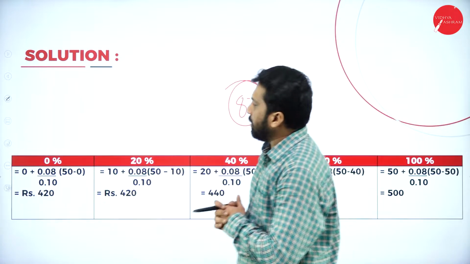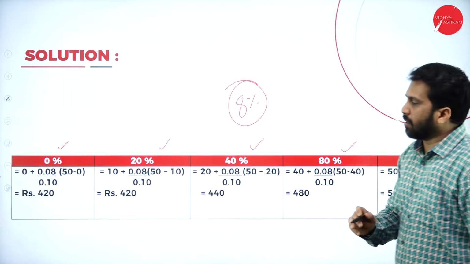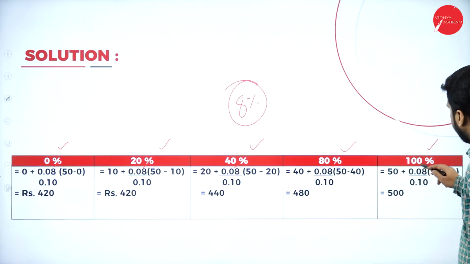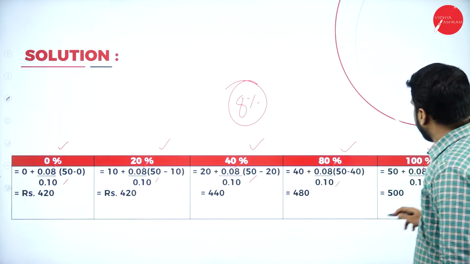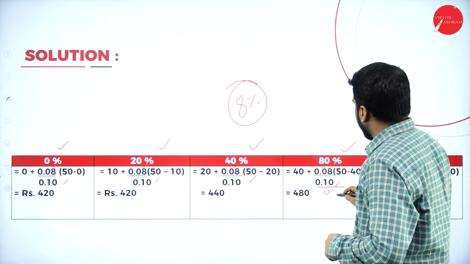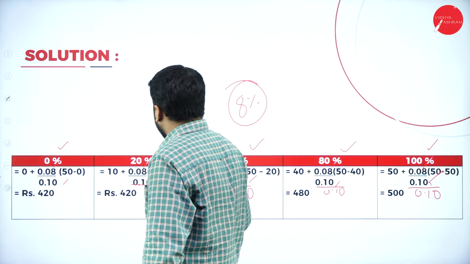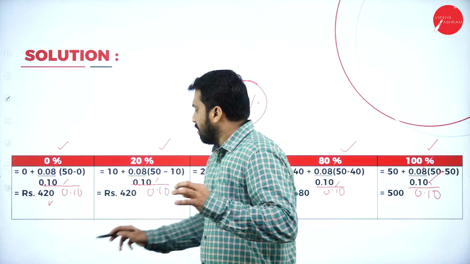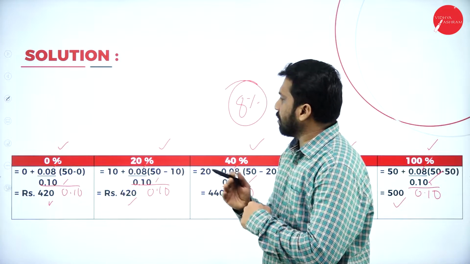Now, what is the shortcut? Same thing will go 0% dividend, 20%, 40%, 80%, 100%. Now, what is the rate of return we consider? 8%, 8%, 8%, 8%, 8%. And what is the equity we consider? It is 10%, 10, 10, 10, and 10%. After doing all this calculation, divide or multiply. So divide by 0.10 for each. If you do this calculation, you will get 480, 420, 440, 480 and 500. These are the calculations you will get.